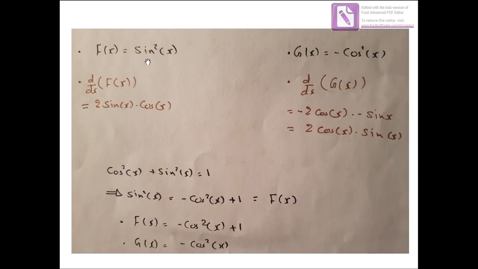So we have f of x is equal to sine squared x. The derivative of f of x will be, since sine squared x is sine x all squared, 2 sine x multiplied by the derivative of sine x, which is cosine x. Here also we have g of x is equal to minus cosine squared x. So the derivative of g of x will be minus 2 cosine x, and the derivative of cosine x is minus sine x. Here we have minus 2 cosine x multiplied by minus sine x, so it will give us 2 cosine x sine x. If you compare the derivative of f of x with the derivative of g of x, they are equal.